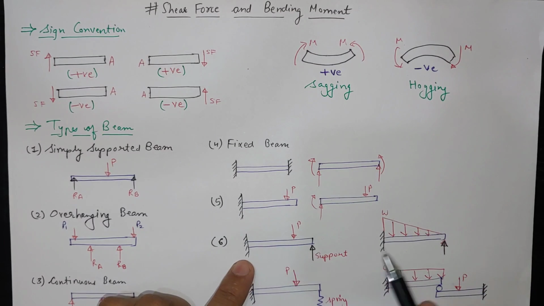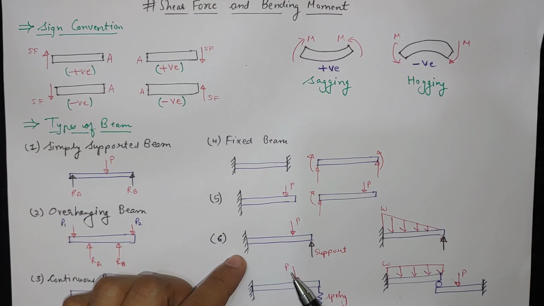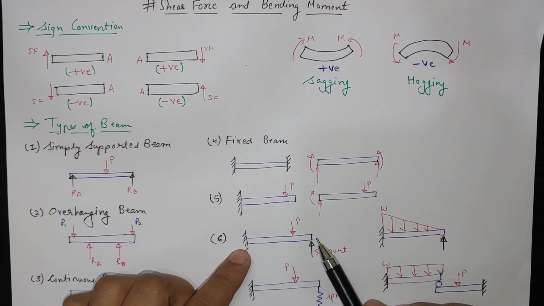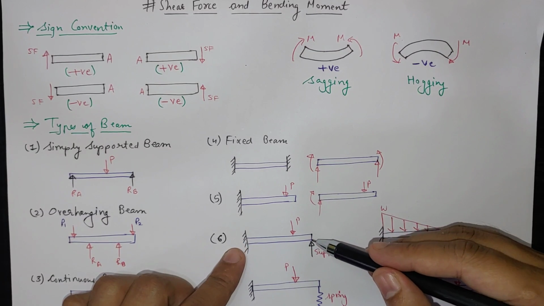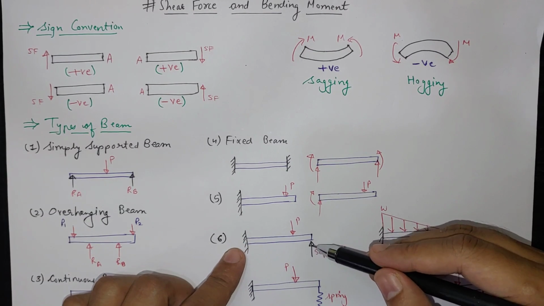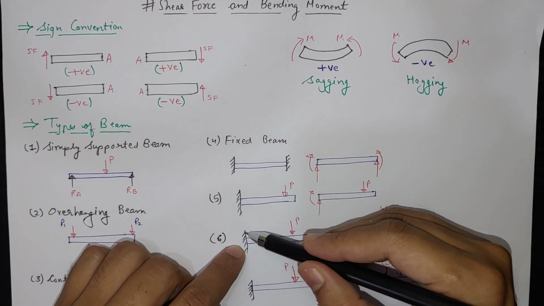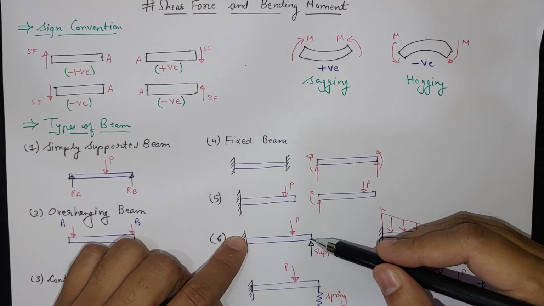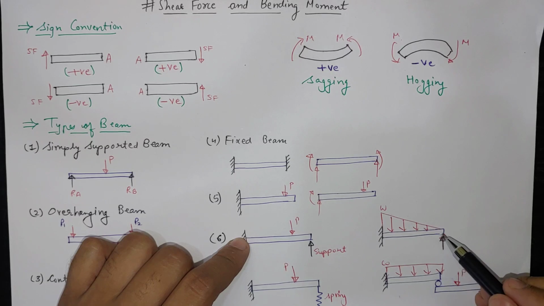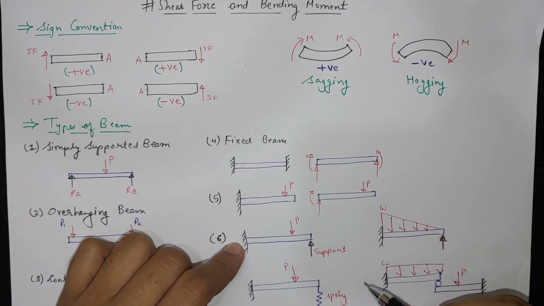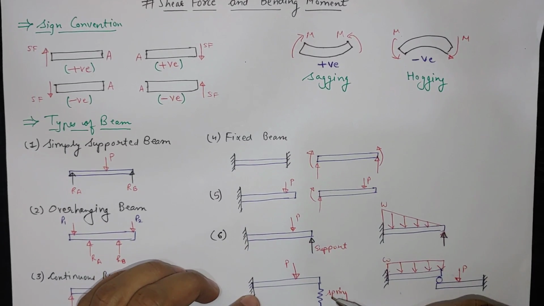And these four examples are of propped cantilever or propped beams. Here we have a cantilever beam and one additional support at the end. There can be a roller support or fixed support, any type of support. So one end is fixed and the other end is supported. This is a propped cantilever beam. There can be different types of load variation also. These both are the same, but just the load variation is different.